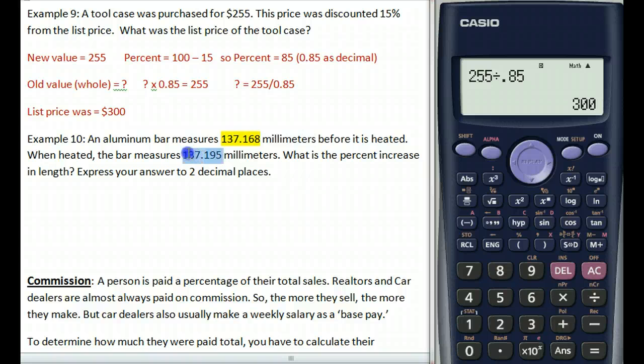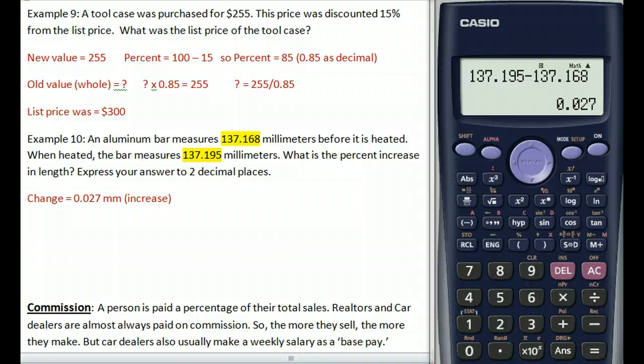So I want to know how much of a change I have between these two numbers. So I'm going to subtract them. 137.195 minus 137.168, and I get 0.027. So the change is equal to 0.027 millimeters, which is abbreviated mm. Now, it's getting bigger, right? So that means it's increasing. This is how much it increases. So this is kind of like a tolerance problem.